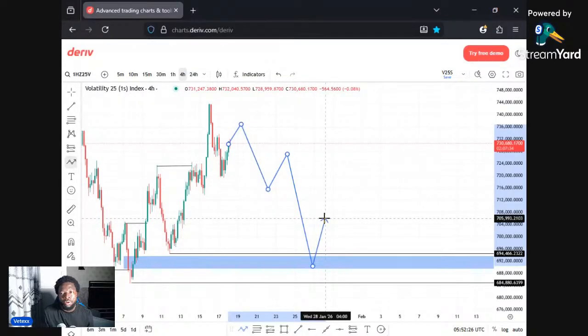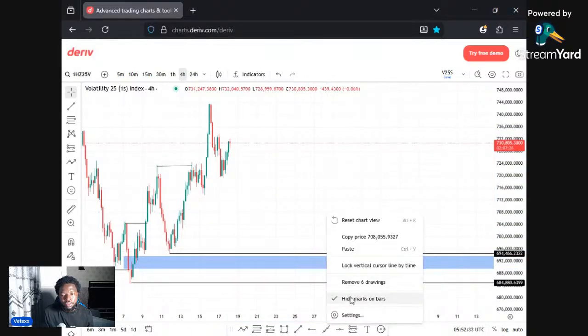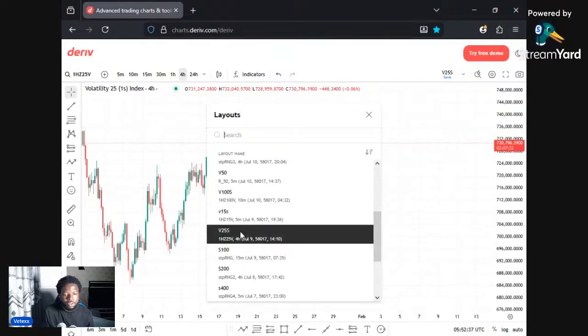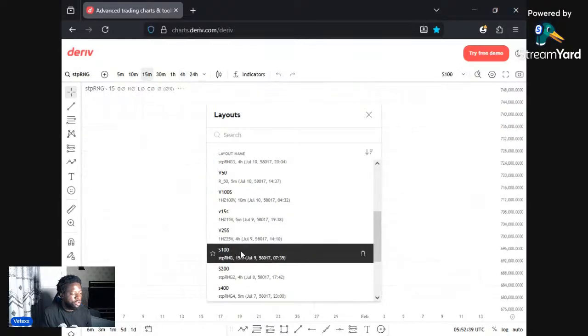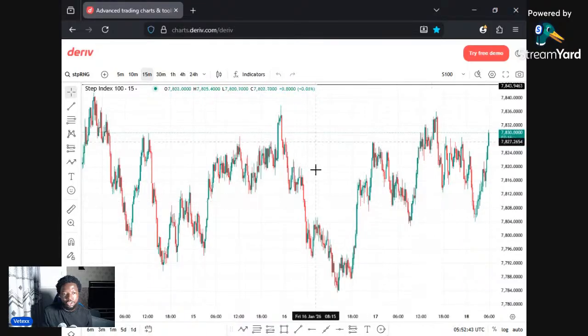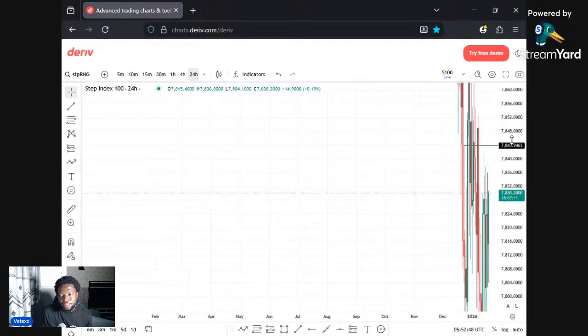Okay, so we'll be sitting on our hands, and then we'll be waiting on this V25 to come into the zone. Then we'll do the necessary, which is execution upon confirmation. So the next pair I'm going to be checking out again is step 100 index.